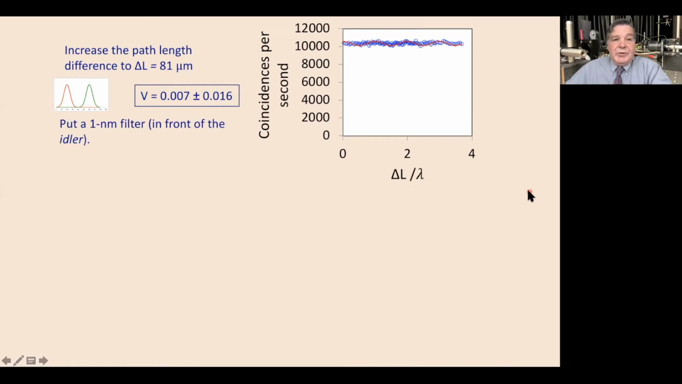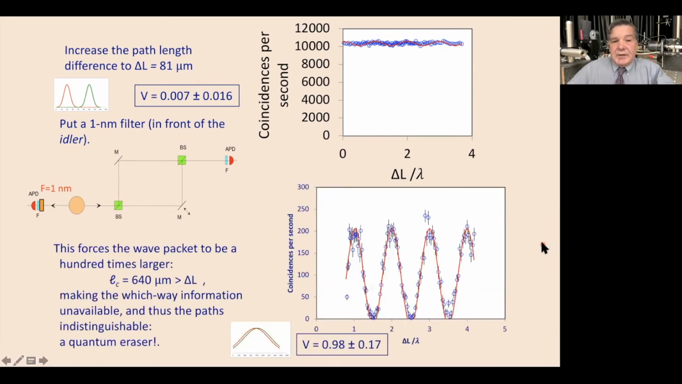Okay, so what do we do now? We change the filter so that the coherence length should be much larger, and we should recover the interference. And this is a pretty standard thing to do. But what we do here is kind of more mischievous. We put the filter that changes the bandwidth on the other photon, the one that doesn't go through the interferometer, and then you get interference. This points out something very special, that these photons are not really independent of each other. Once they leave the source, they're entangled. Of course, we connect them via coincidences.